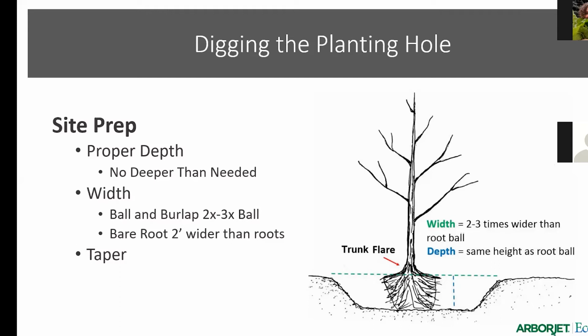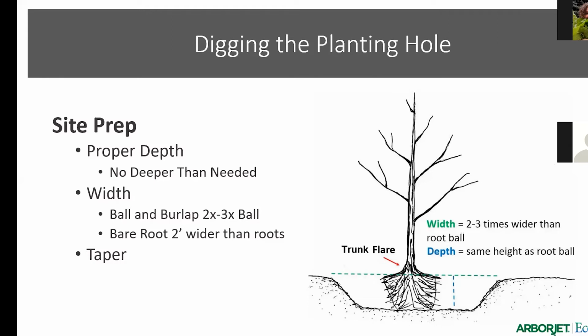But again, if you dig that site too deep and then backfill it, what tends to happen is that settles, and in the end, the tree ends up being too deep because it settles down into the ground. And then you've got a tree planted too deep that's prone to girdling roots and things like that.